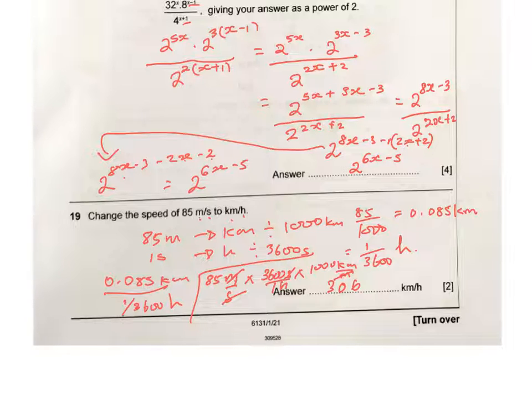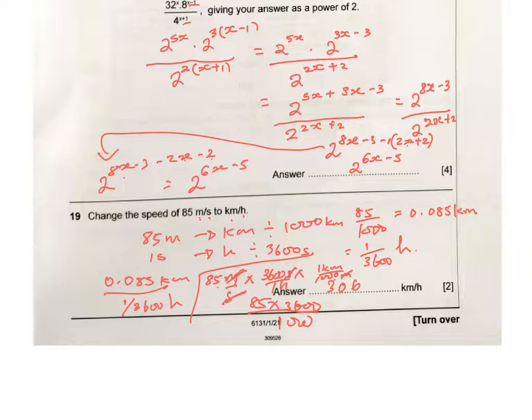No, wait, I made a mistake there. This is correct, but now here you multiply with 1 kilometer in 1,000 meter. So that meter and meter now cancel, and the second cancel. Then you have 85 times 3,600, and then you divide with 1,000. So you still end up with the same answer. Okay.